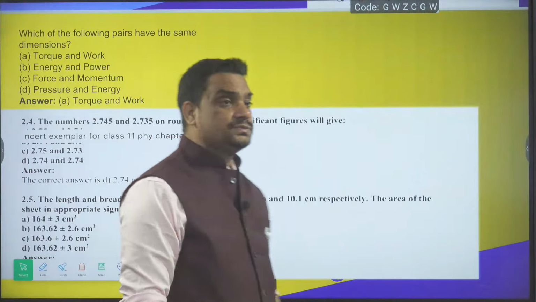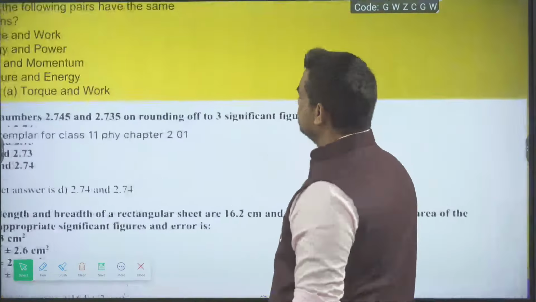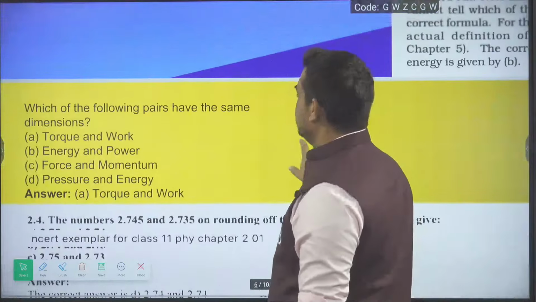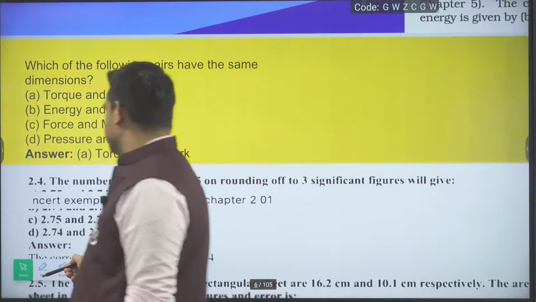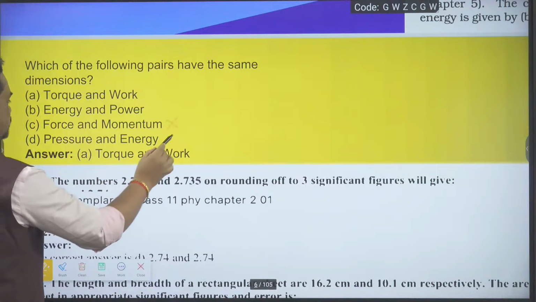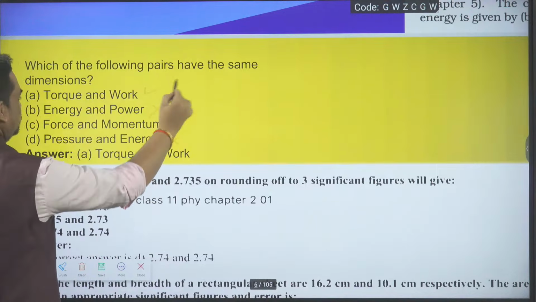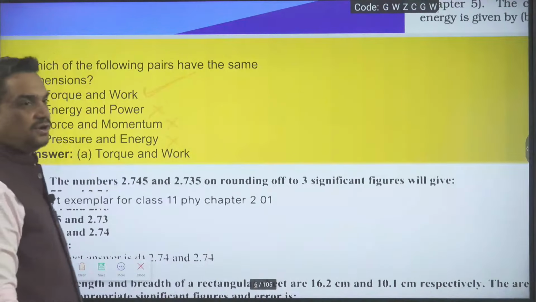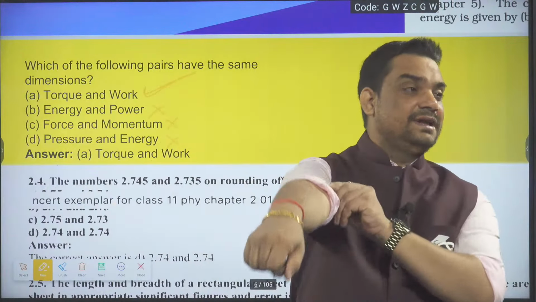Now in this one, which of the following pairs have the same dimension? See this one first of all. Everyone knows that force and momentum don't have the same dimension, pressure and energy don't, energy and power don't. So which one is there? Work and torque. Work and torque have the same dimension.